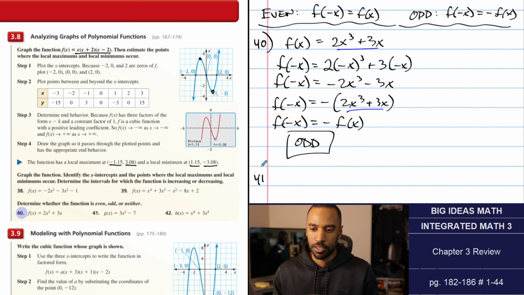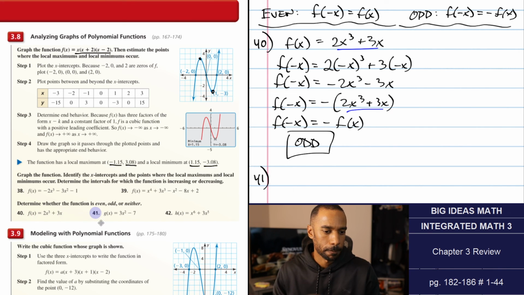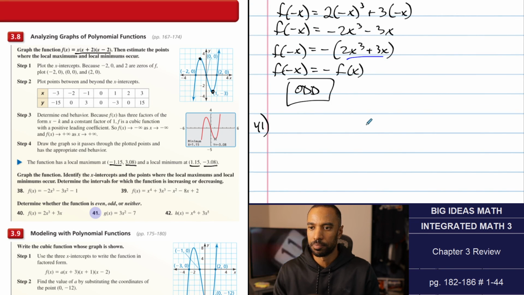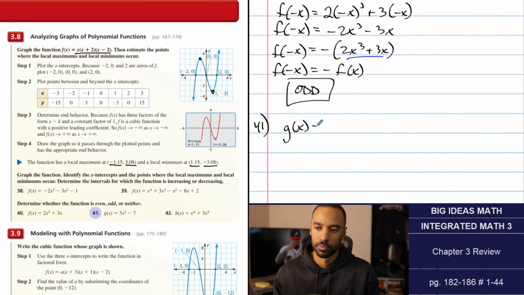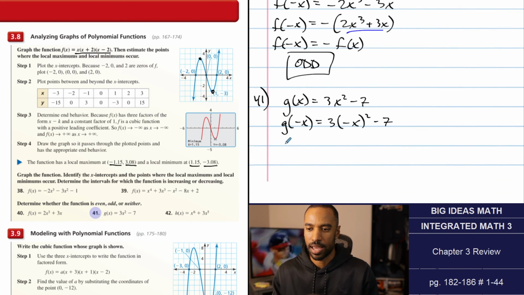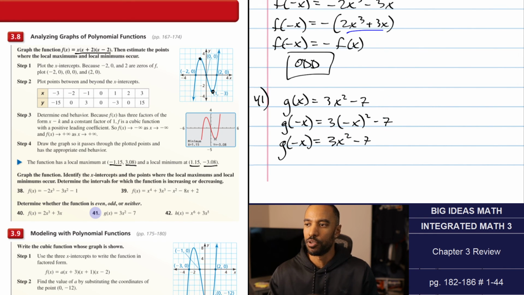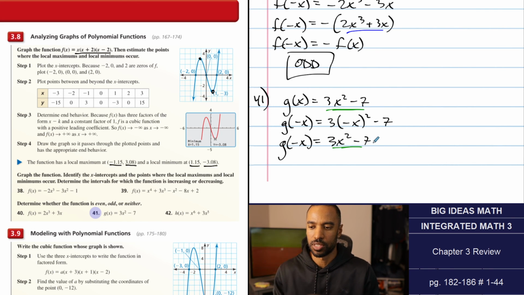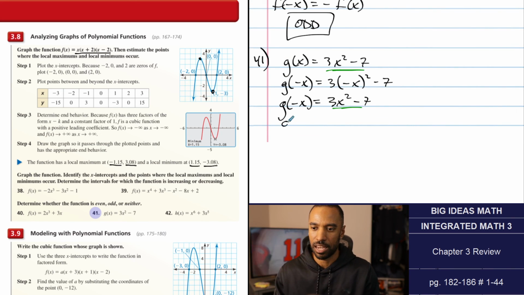Number 41, and if they do this right, they'll get 1 even, 1 odd, 1 neither. Number 41, we substitute negative x into our g of x equation. In this case, we take g of negative x. Now, when you raise a negative number to an even power, it turns positive, which means the sign you had stays as it would be. This was positive before, it's going to be positive after. This is 3x squared minus 7. If you notice, this was 3x squared minus 7, so is this. It stayed the same. That means you plug in a negative x, you get the same y value out as you would by plugging in the positive x. That is an indicator of an even function.